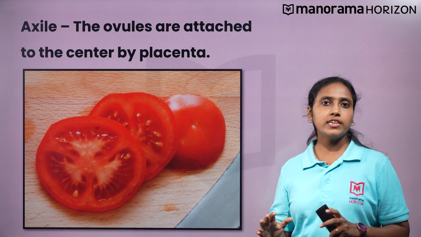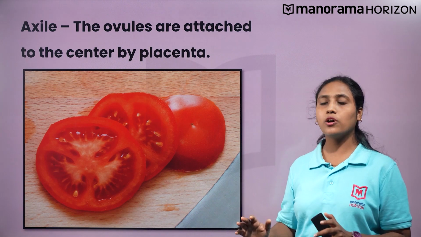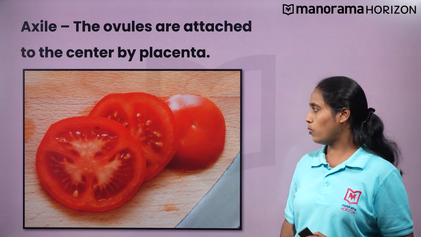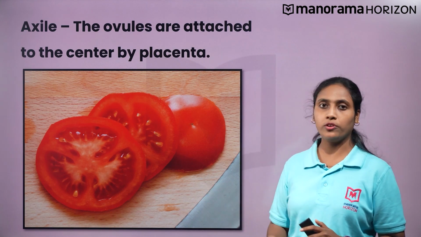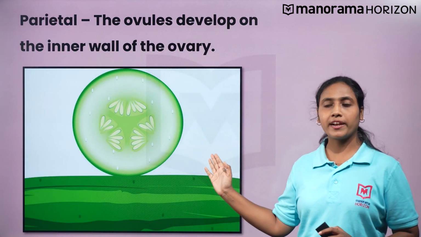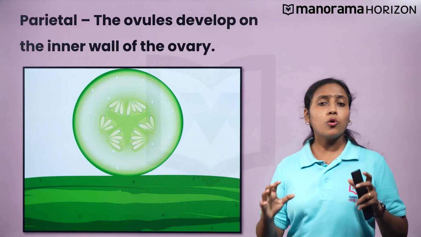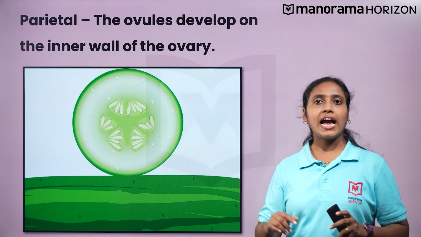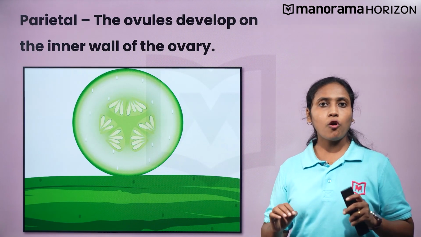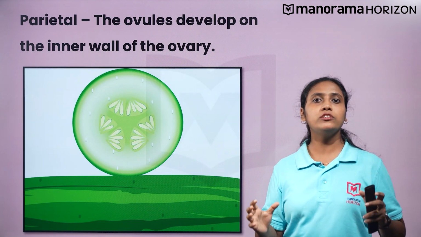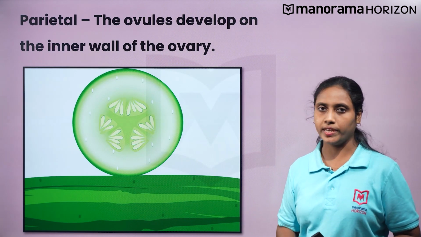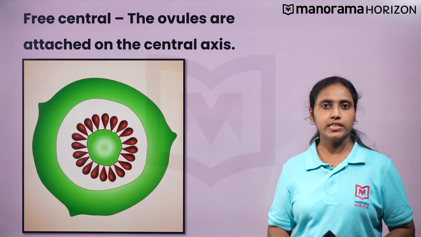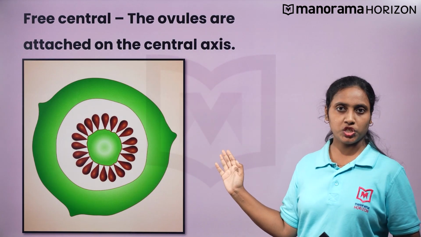The next one is axial placentation. Here the placenta is in axial position and the ovules are attached to it in a multilocular ovary. Example, tomato. The third type is parietal placentation. The ovules develop on the inner walls of the ovary and its periphery. A false septum is formed, forming two chambers in the ovary. Example, cucumber.